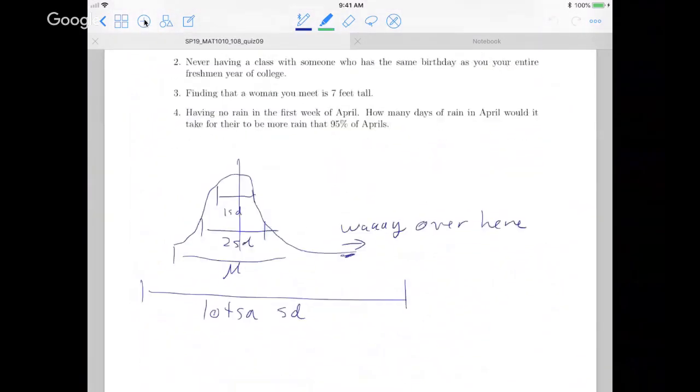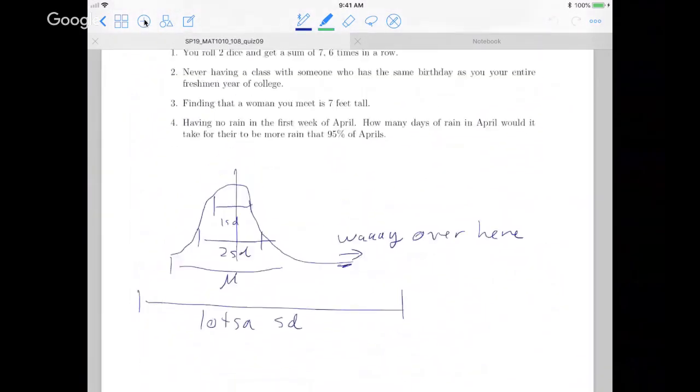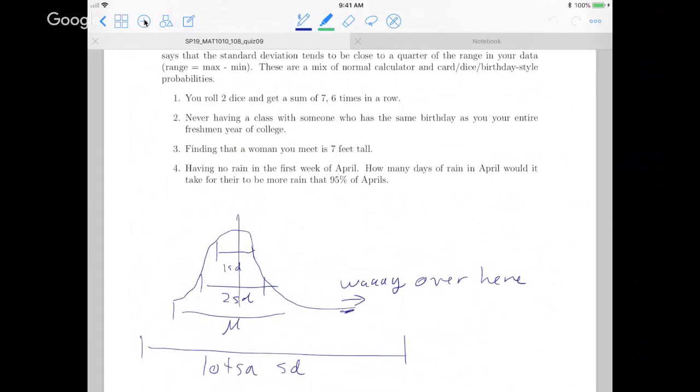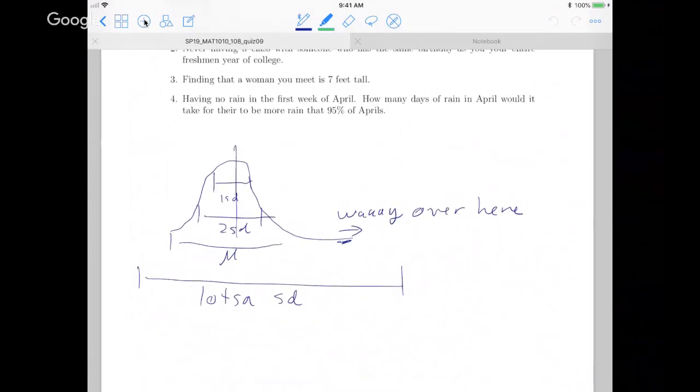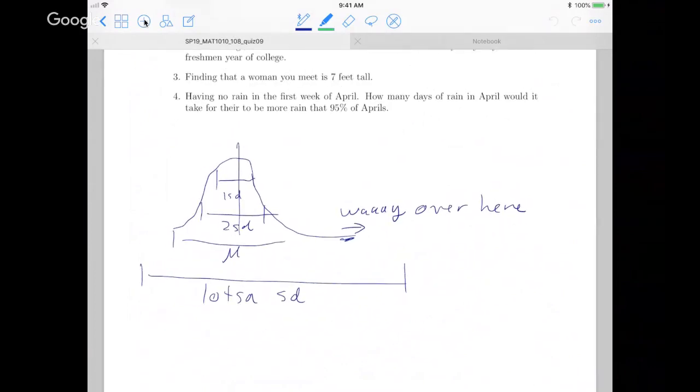Number 3 is a standard normal curve problem. You just look up the mean and standard deviation for women's heights and run with it. What we have here is that someone who's 7 feet tall is many standard deviations away from the mean for height. That's very unlikely. That's what you can say about that.